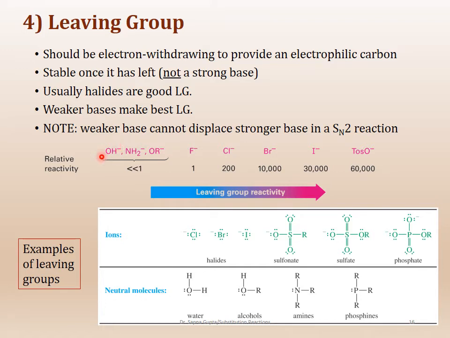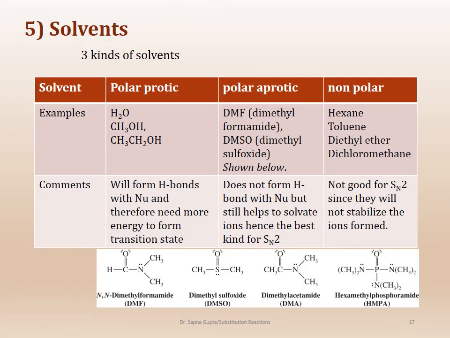By the time you get to hydroxide and amide, remember these were actually very good nucleophiles. These are going to be terrible, terrible leaving groups. So if you have any of these in your substrate, that substrate is not going to do any reaction at all. So how do you promote your reaction? By having a super duper leaving group, a weak base.